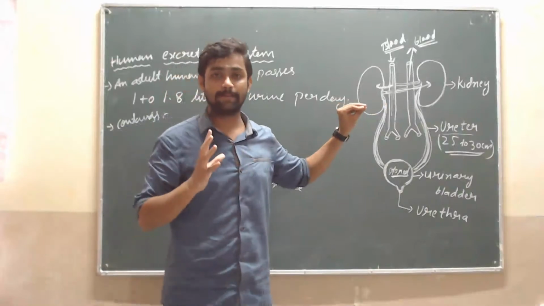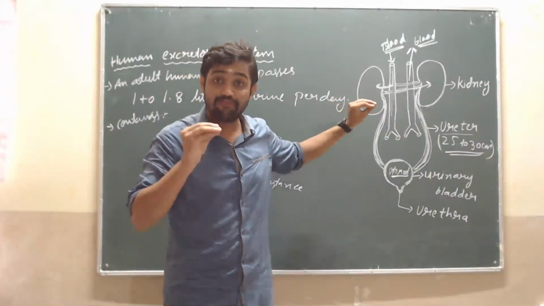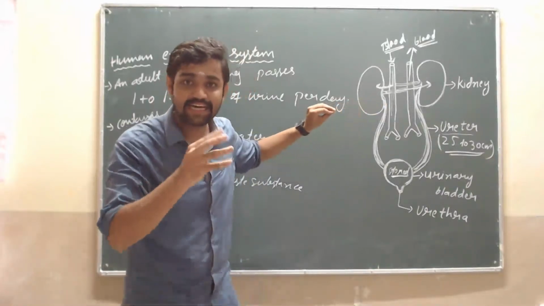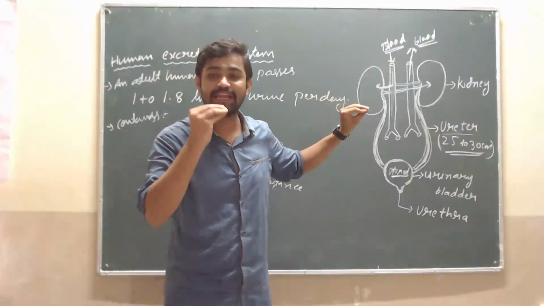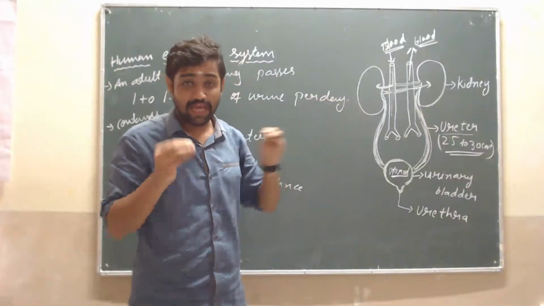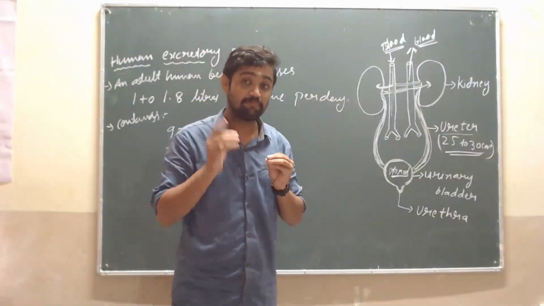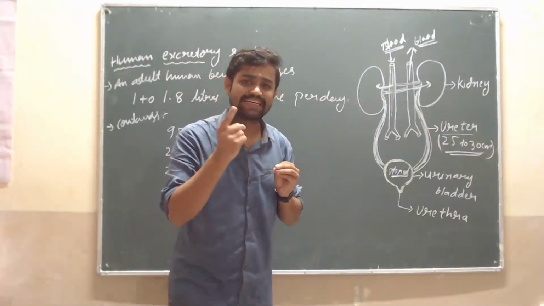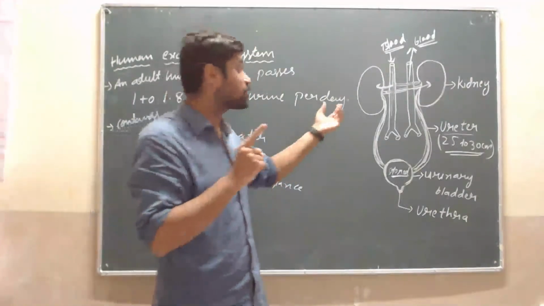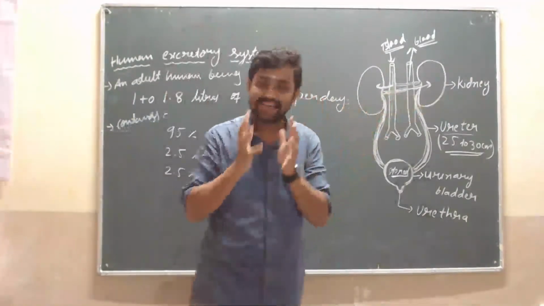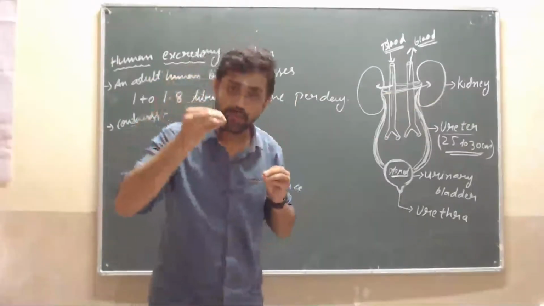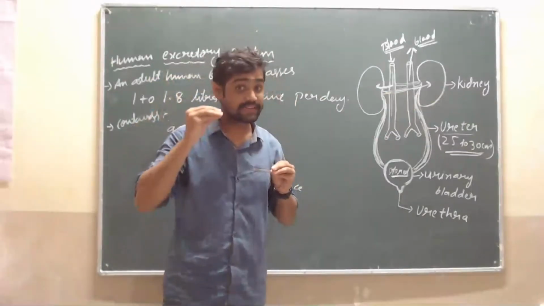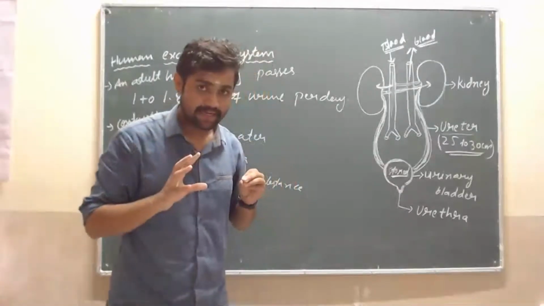When both the kidneys stop working, the waste particles present in the blood start to accumulate in the blood, because blood contains the waste particles. If both the kidneys stop working, at that time the waste particles will start to accumulate in the blood, and at that time the person may die.